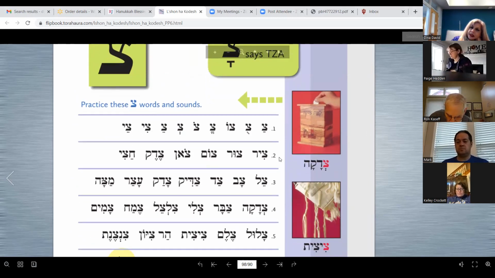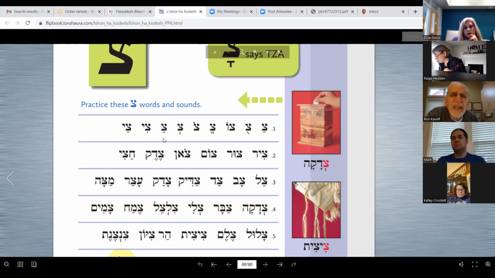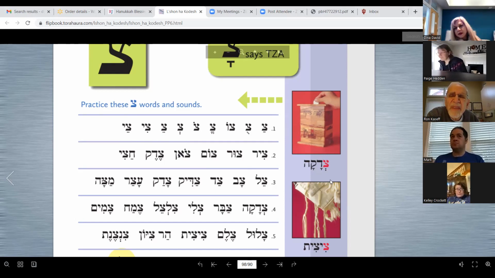Okay. Ron, line 1. Sa, su, so, sa, say, see, say. Okay, and what is this word? Tzedakah. So do you know what tzedakah means? You put money in there.